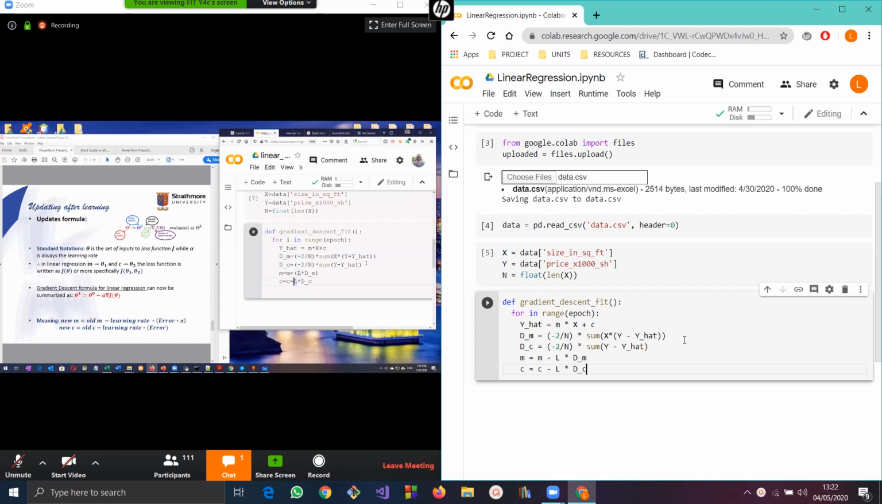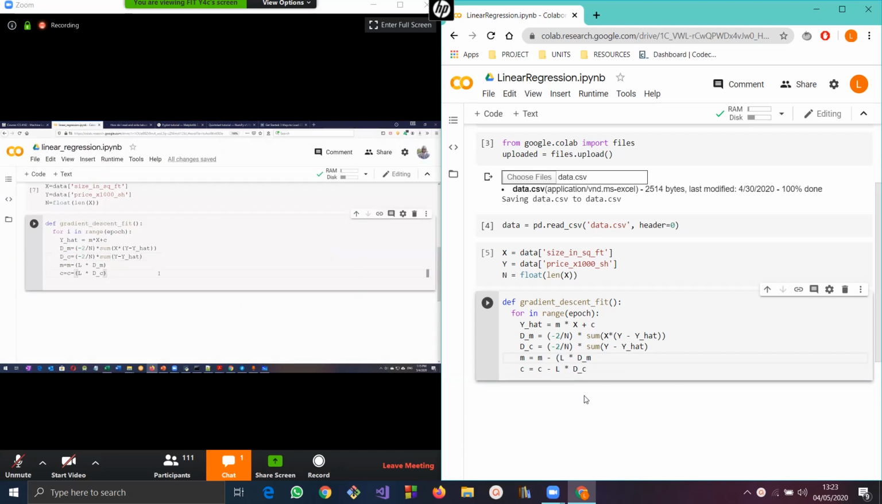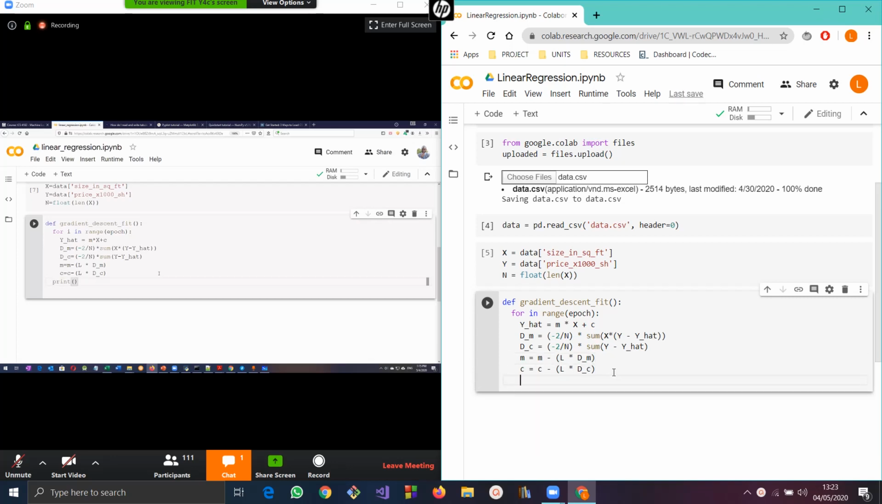Good. You can just do some spacing for clarity. And yes, I think that's the major part of the main algorithm. Then after we are done, we can return whatever we want to return. We can even print. Okay, you can print the finals. M is M, and maybe the final C is C, so that we see the final.